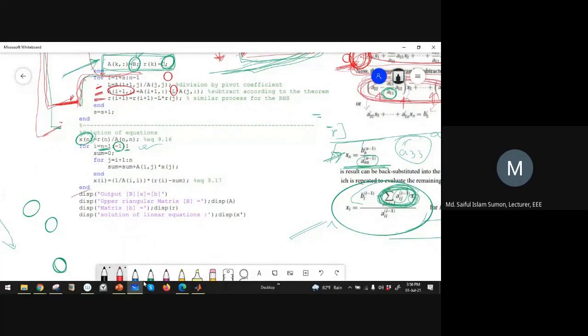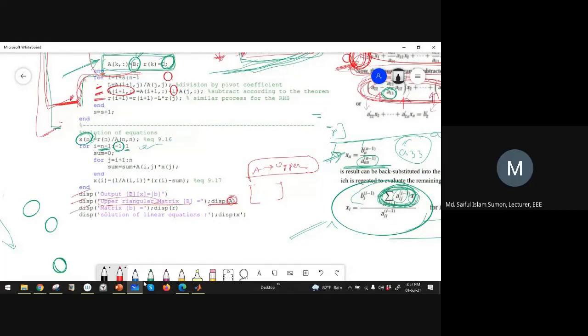So now it's simply showing one text, and it's also going to show one text, and after that it's going to display A, the matrix at the end. A is actually what? Upper triangular matrix, isn't it? After manipulation, A is only the upper triangular matrix. That's why it's going to display the upper triangular matrix.